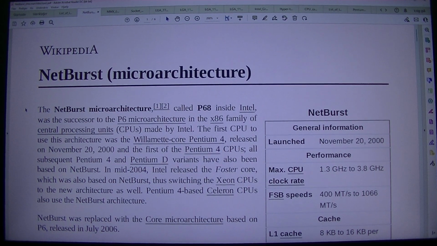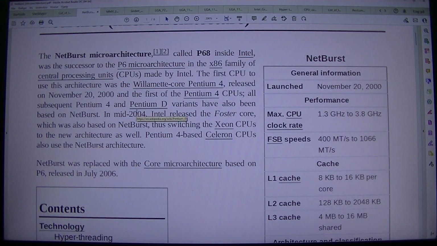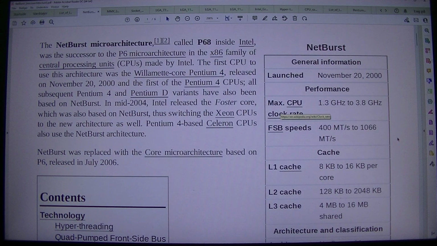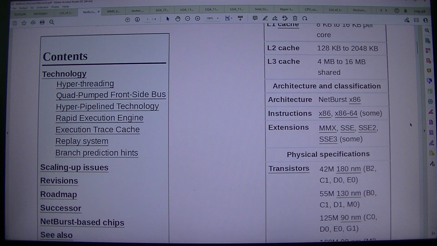NetBurst microarchitecture. General information: launched November 20, 2000. Performance: max CPU clock rate 1.3 GHz to 3.8 GHz. FSB speeds 400 MT/s to 1066 MT/s. L1 cache 8 KB to 16 KB per core. L2 cache 128 KB to 2048 KB. L3 cache 4 MB to 16 MB. Architecture and classification: NetBurst, x86 instructions.